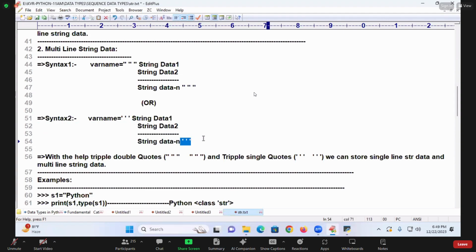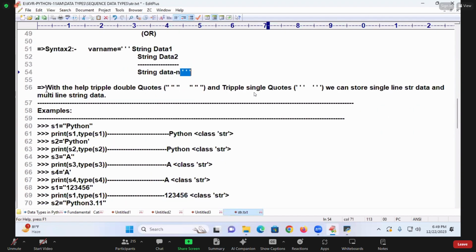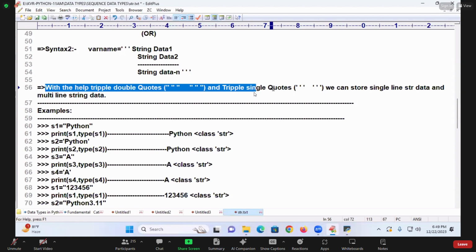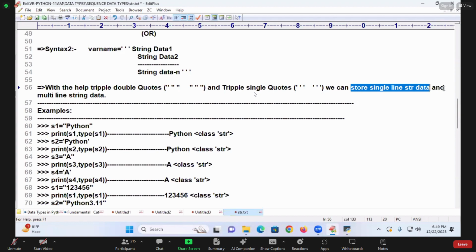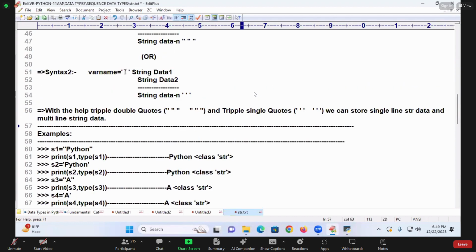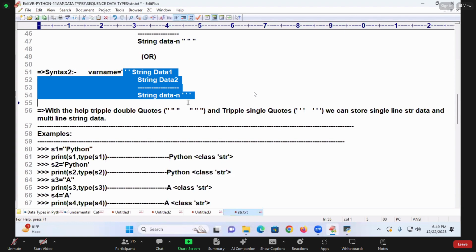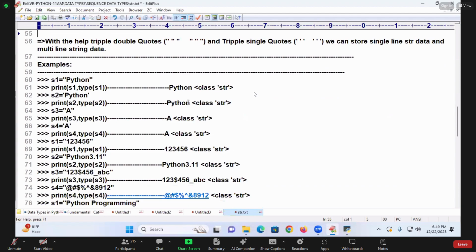Understand? See this. With the triple double quotes and the triple single quotes, we can store single line string data and also multi-line string data. That means this is a richer notation compared to double quotes and single quotes. Understand, students? Well, now you see the examples slowly.